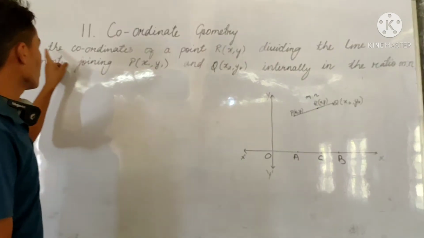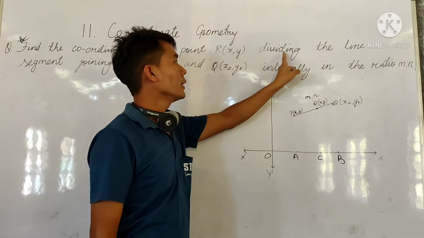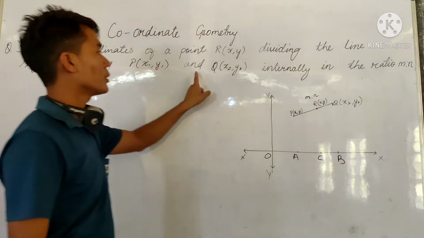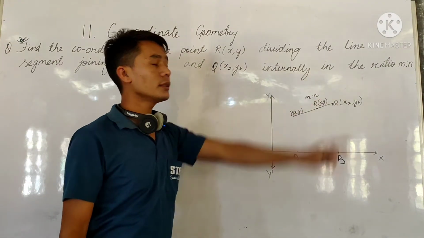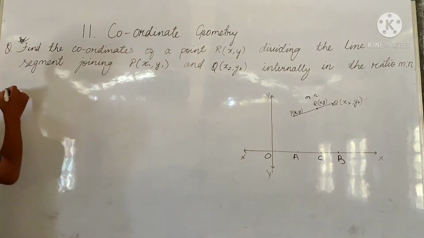It usually asks us to find the coordinates of a point R(x, y) dividing the line segment joining P(x1, y1) and Q(x2, y2) internally in the ratio m:n. So now we are going to start the solution.